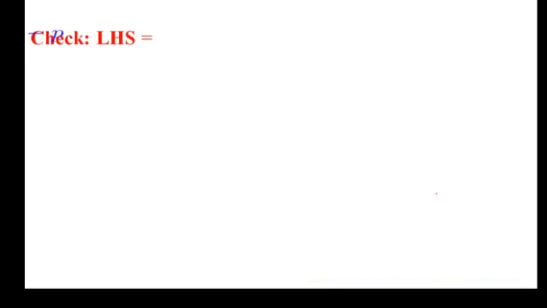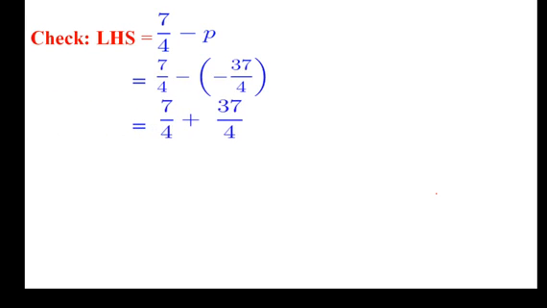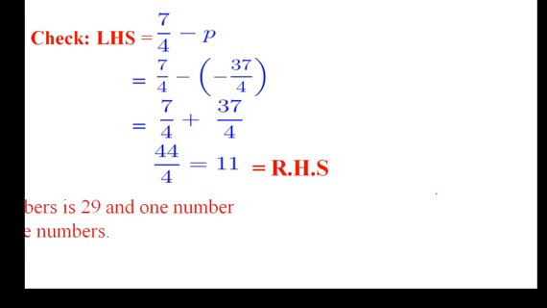Next, check LHS. 7 by 4 minus p is given. In this we have to substitute the p value. So 7 by 4 minus of minus 37 by 4. So 7 by 4 as it is. Next, minus of minus is plus 37 by 4. So 7 by 4 plus 37 by 4 is equal to 44 by 4. Here 37 plus 7 is equal to 44. We know that is equal to 11. So 11 is the RHS. This is the solution for the given equation, and checked.